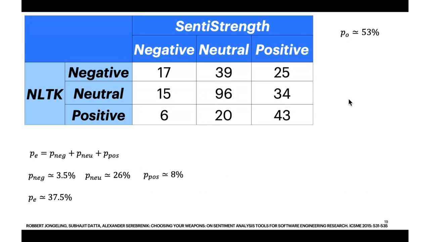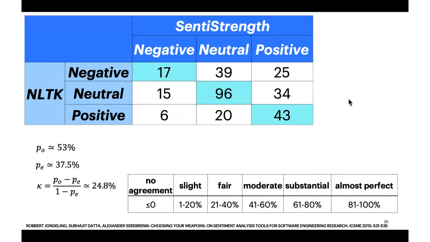In a way, it sounds good because our observed agreement is more than our expected agreement. A more careful way of comparing those two values is Cohen's kappa. Cohen's kappa is defined as a ratio between the difference between observed agreement and expected agreement and the complement of the expected agreement. In our case, this value boils down to roughly 25%, and this is not such good news. A common interpretation of Cohen's kappa is shown on the slide, which means that the agreement is only fair. This is quite troublesome because we have two different tools which are supposedly measuring the same underlying construct, so they should agree, but their agreement is only fair.